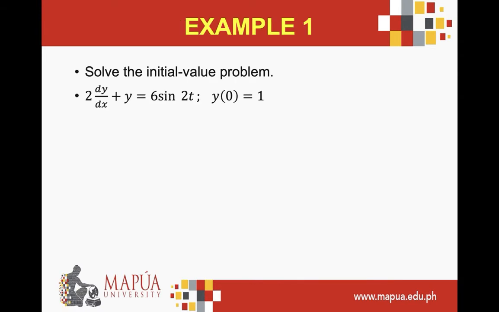Now let's solve this initial value problem. This is a first order differential equation, non-homogeneous, so this can be solved using the method of undetermined coefficients or the method of variation of parameters. In this case we will solve this using the Laplace transform.